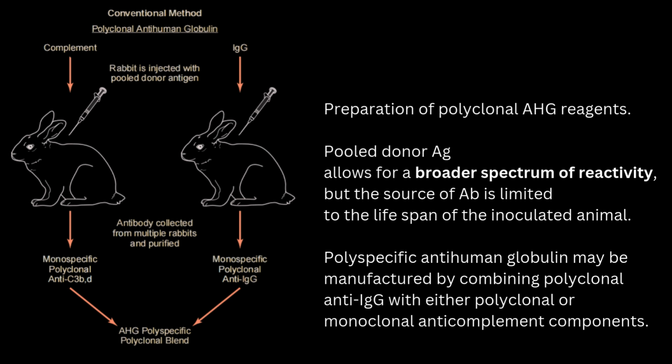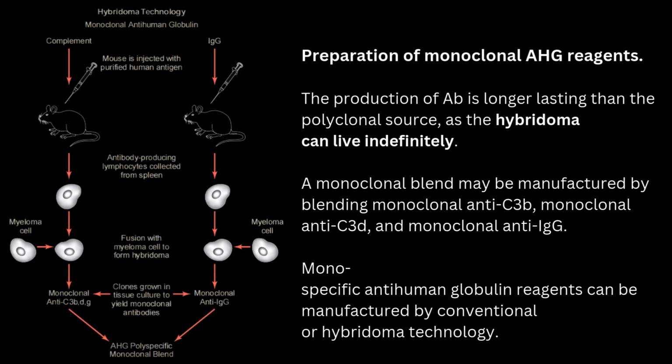When we talk about polyspecific anti-human globulin, it refers to a combination of polyclonal anti-IgG with either polyclonal or monoclonal anti-complement components. This combination allows for a versatile, comprehensive reactivity, which is crucial for effective application in various diagnostic and therapeutic contexts. Understanding these intricacies will set the stage for our next discussion on monoclonal AHG reagents, where we will explore how hybridoma technology overcomes some of these limitations.